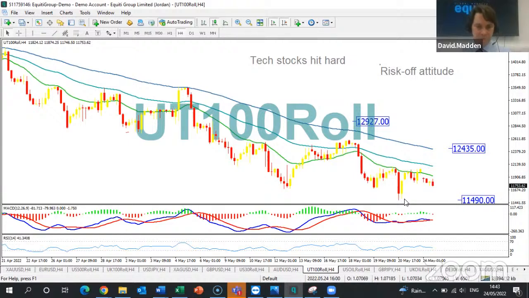Now, while we continue to hold below these 3 simple moving averages, it's likely the broader bearish trend will continue. Moving north from here, we could look at the target 11,490, and a break below that could see us back down towards 11,400. And then if you go below that, the next big level to watch out for will be 11,200, and then 11,000 itself.